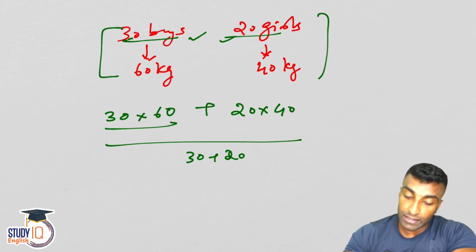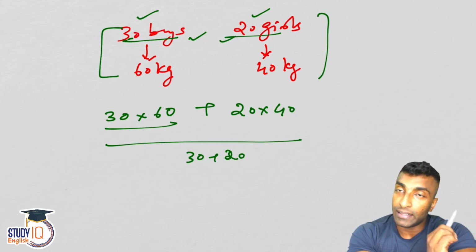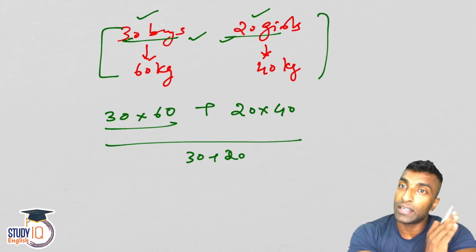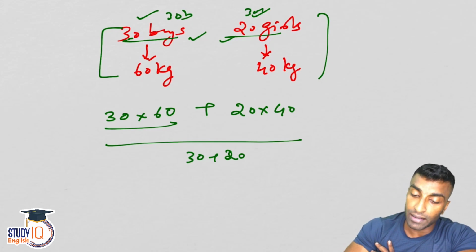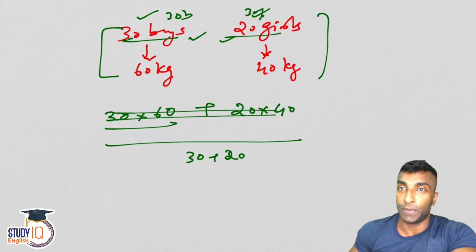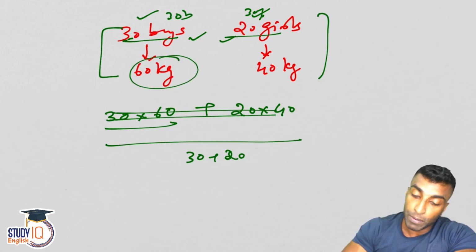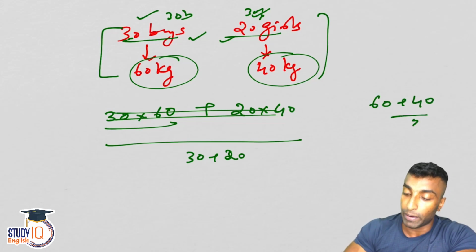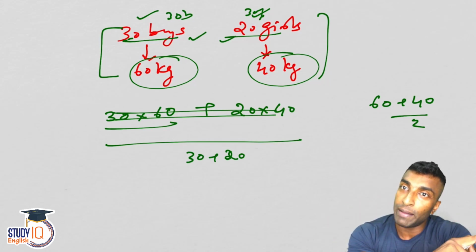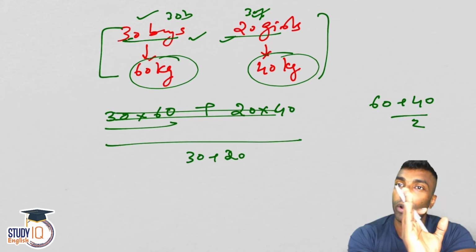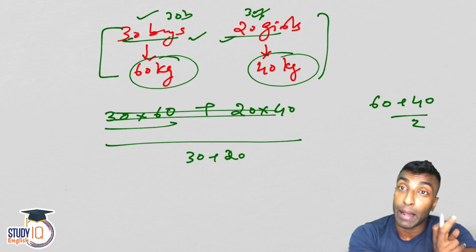So here what you need to focus on is that the numbers are different, so you need to do it like this. But had the numbers been the same, boys and girls equal, that means 30 boys and 30 girls, we don't need this kind of calculation. We just go for the simple average: 60 plus 40 divided by 2. This is what you do if the number is the same. It could be 30 boys and 30 girls, 20 boys and 20 girls, 1 boy and 1 girl, 2 girls and 2 boys, or 15 boys and 15 girls. You just need to see whether the number is the same or not.